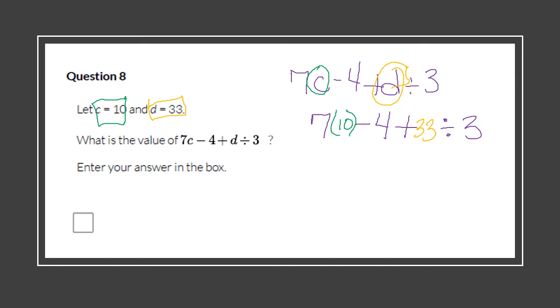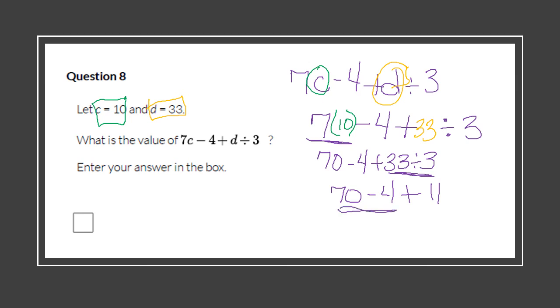So now I'm going to look at my problem left to right. I see no parentheses and no exponents, so I know that multiplication and division left to right comes next. So I see multiplication first. So I'm going to go ahead and solve that and rewrite the rest of my problem. And then I see division here. So I'm going to go ahead and do that division. 33 divided by 3 equals 11. So now I'm going to do addition and subtraction left to right. So left to right, 70 minus 4 comes first. And I get 66 plus 11 gives me 77.